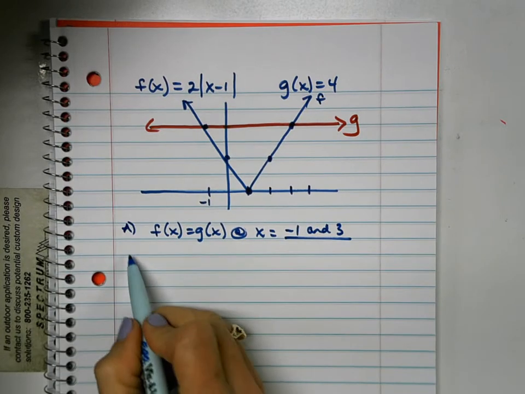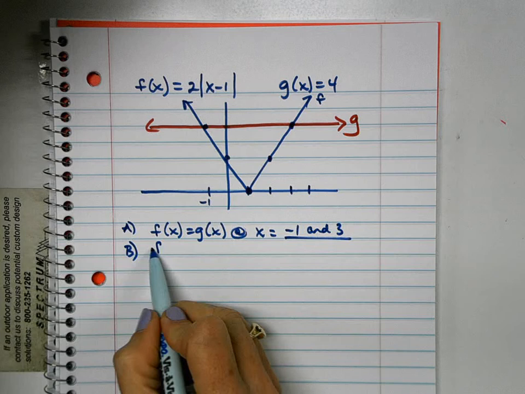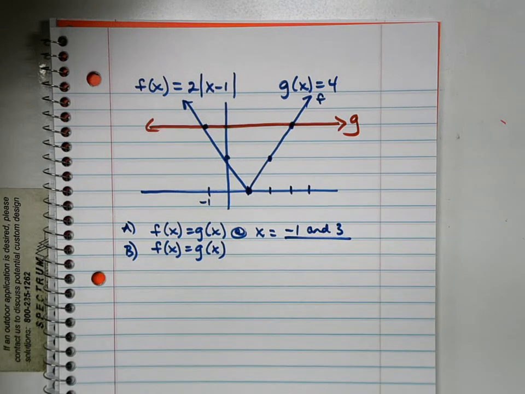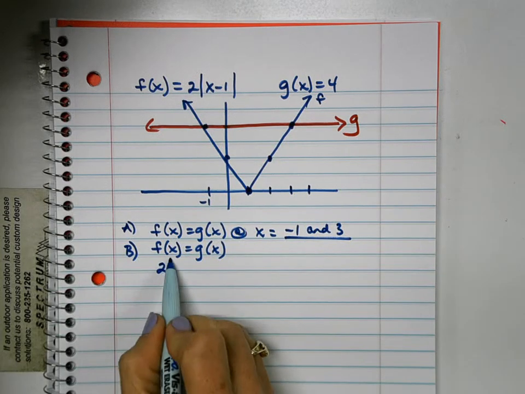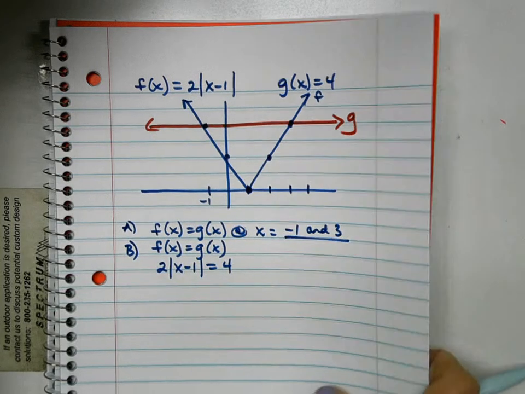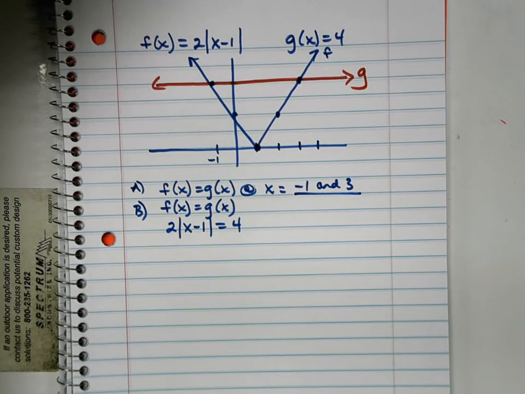Part B now, algebraically. This is what we're finding. So I'm going to take f of x, which is 2 times the absolute value of x minus 1, and set it equal to 4. Now this is different than the previous one because we now have a 2 in front.